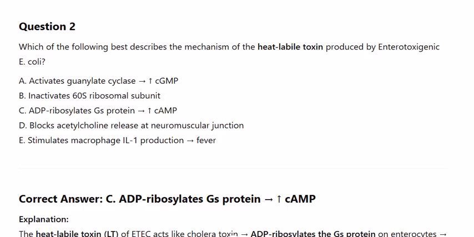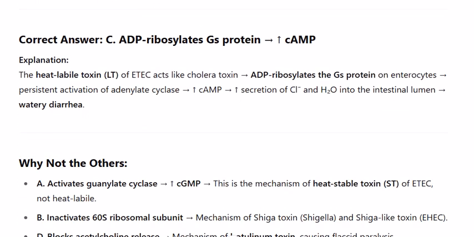C. ADP ribosylates Gs protein, cAMP. Explanation: the heat-labile toxin, LT, of ETEC acts like cholera toxin. It ADP ribosylates the Gs protein on enterocytes, causing persistent activation of adenylate cyclase, increased cAMP, secretion of chloride and H2O into the intestinal lumen, and watery diarrhea. Why not the others?